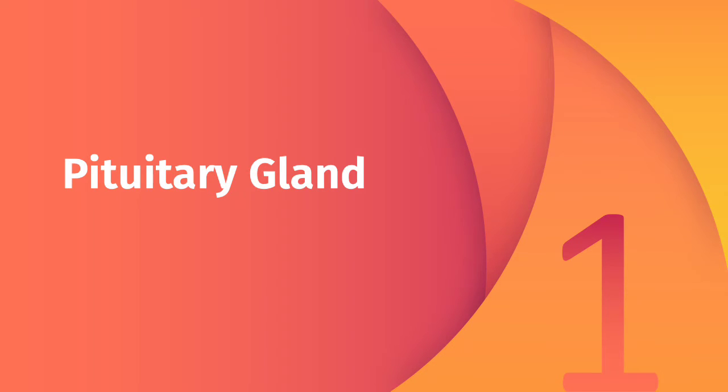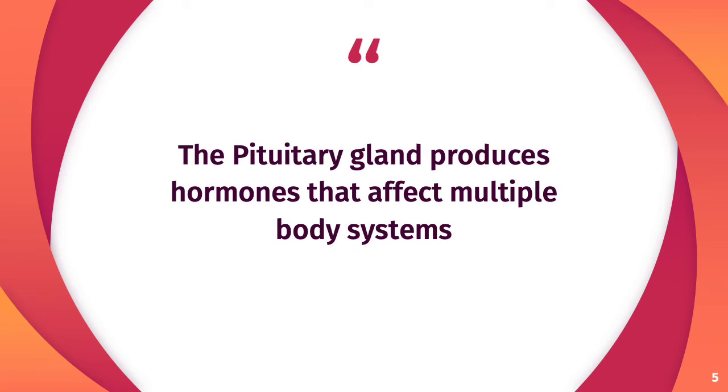Now, to start with our discussion on the hyper and hypofunction states, we start with the pituitary gland. We know that the pituitary gland produces hormones that affect multiple body systems. That is why it is referred to as your master gland. It also targets tissues that include the thyroid, adrenal cortex, the ovary, the uterus, the mammary gland, the testes, and the kidneys. Its disorders can be due to a pathological condition from the gland itself or to a hypothalamic dysfunction.